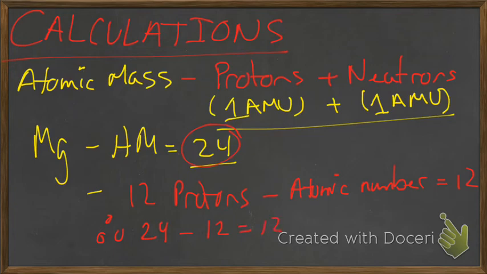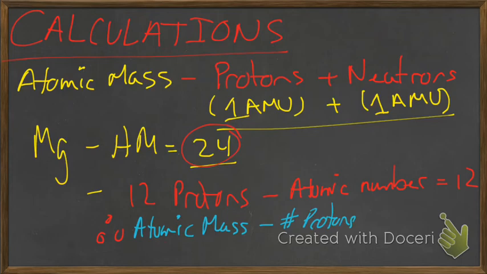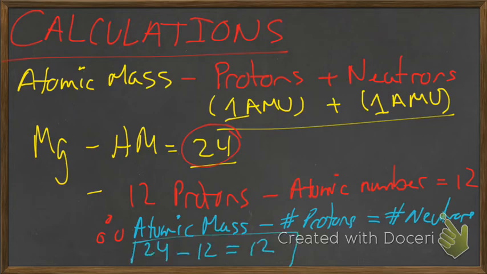What does that mean? Let me erase all that and write it up. Atomic mass subtract number of protons should equal number of neutrons. So 24 subtract 12 equals 12. A lot of people will look at this and just say, oh, if you just double up the atomic number, you get the atomic mass, but that's not true.